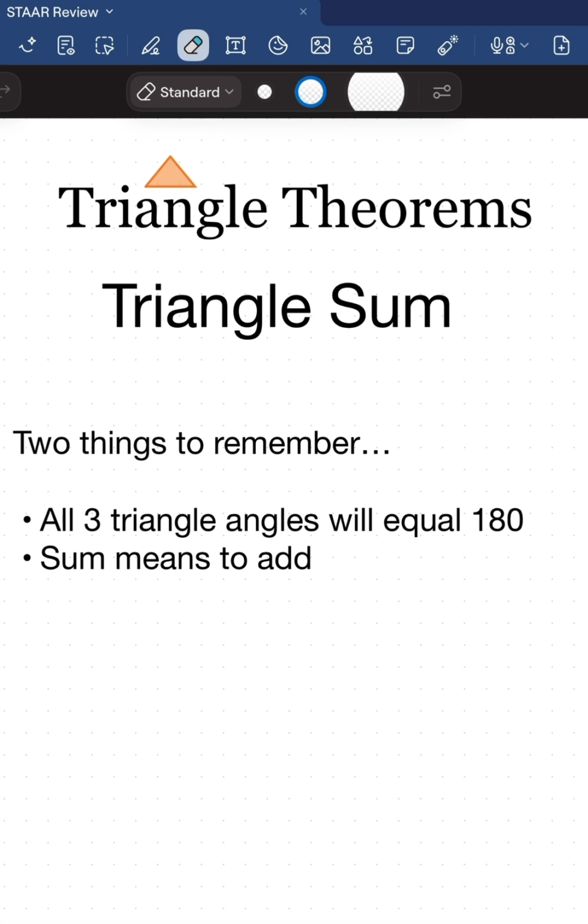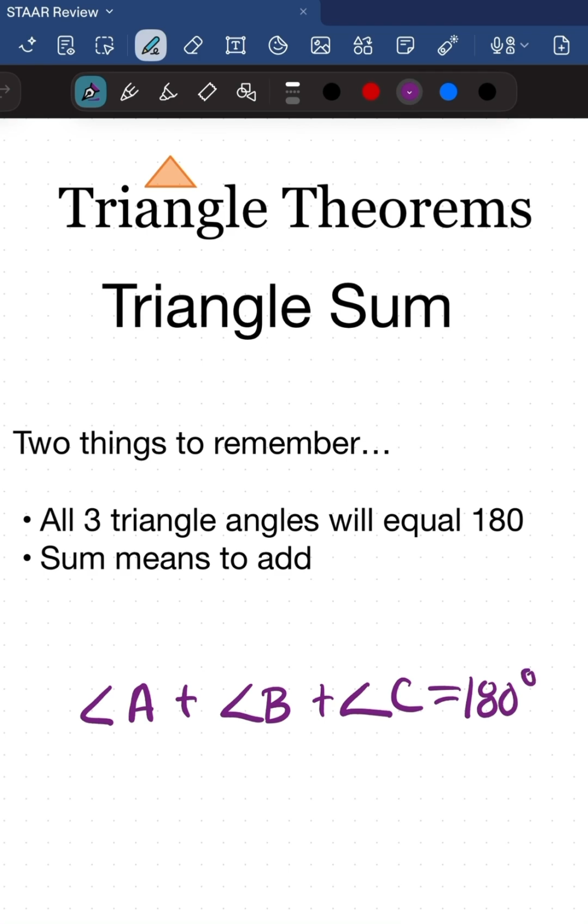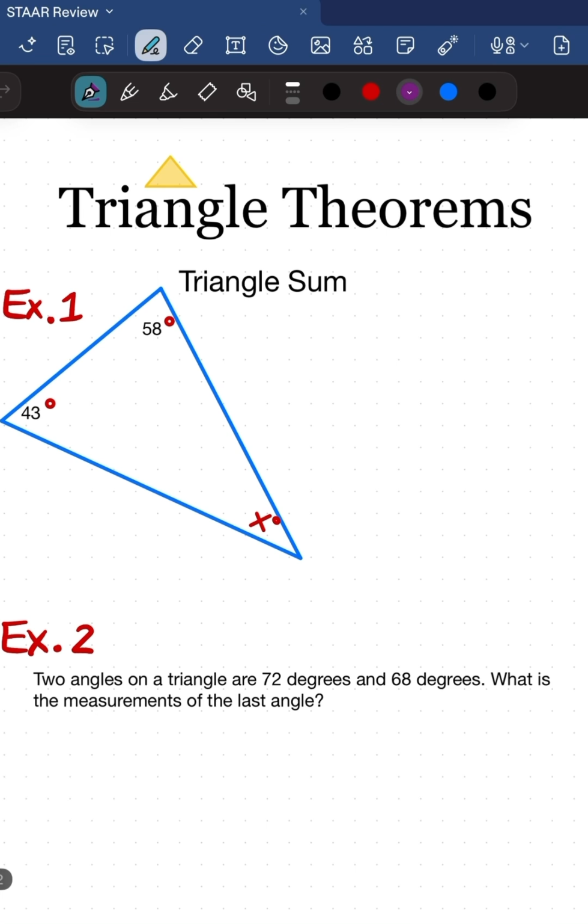So I would add angle A plus angle B plus angle C, and that should equal up to 180 degrees. Let's practice. So I know that one of my angles is 58, and I know my other angle is 43. We know that the total triangle should equal up to 180 degrees. So you can set it up like an equation, or you could just solve it.